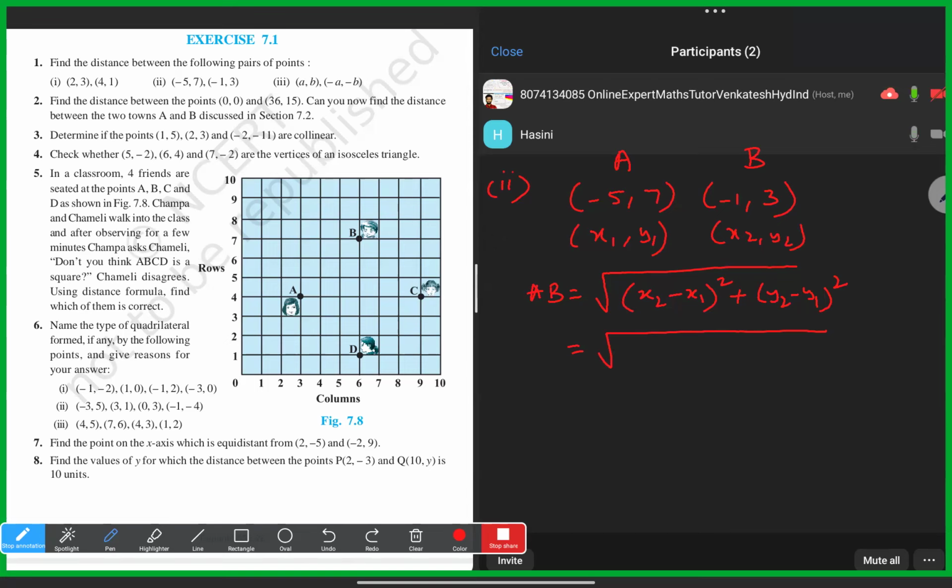So x2 is minus 1. Minus 1 minus 5. Already in the formula one minus is there and x1 is also minus, so minus of minus is plus. Shall I write it directly or shall I write one extra step? Yes, you can directly write. We have to imagine it in our brain and directly write: minus 1 plus 5 whole square.